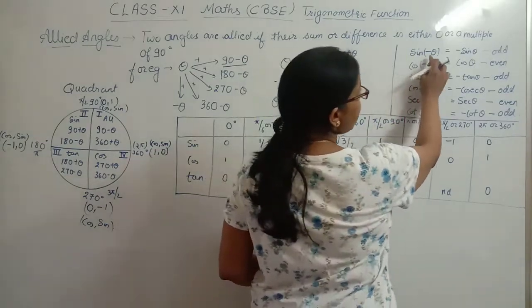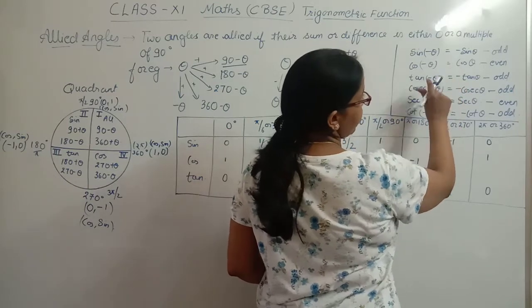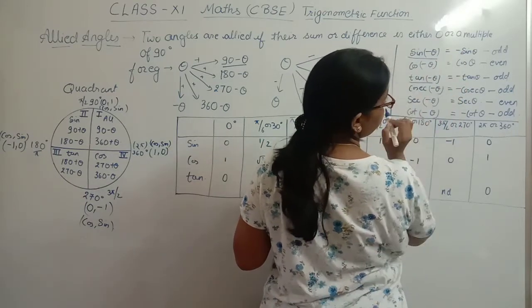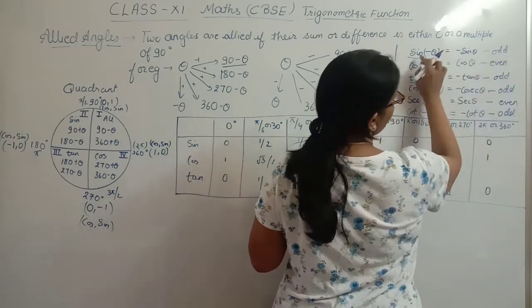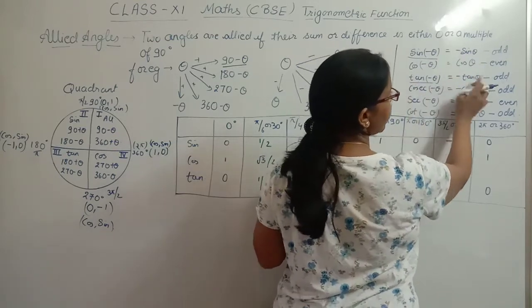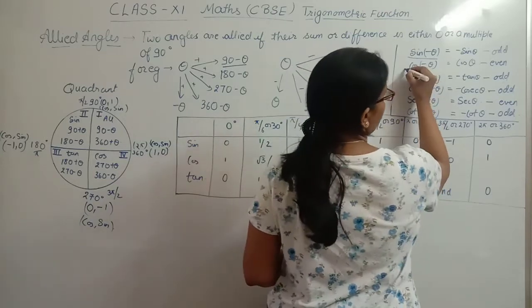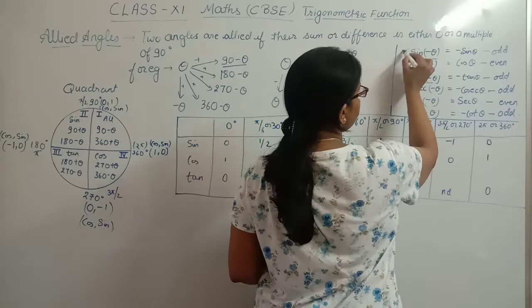So when you take the negative angle in sine and in tan, these two are the odd functions, because sine of minus theta gives you minus sine theta, and tan of minus theta gives you minus tan theta. This you have to learn. While cos is the even function. Clear? These three are the main functions.